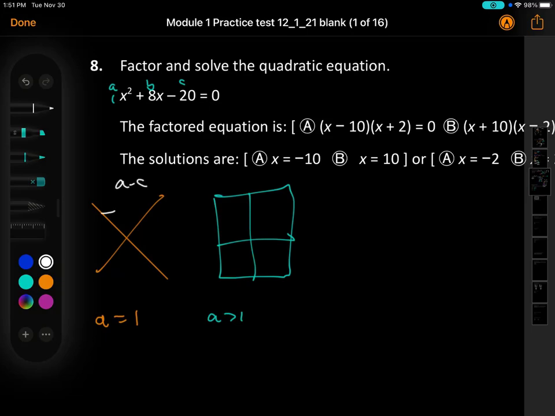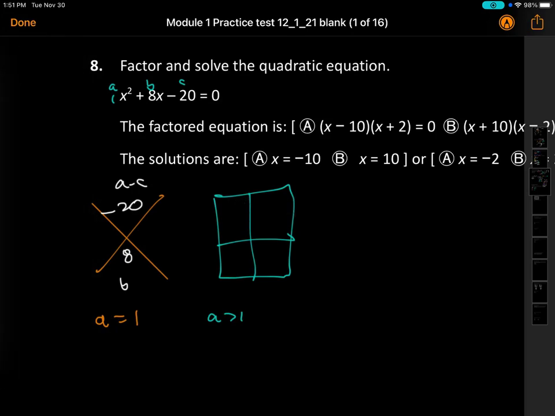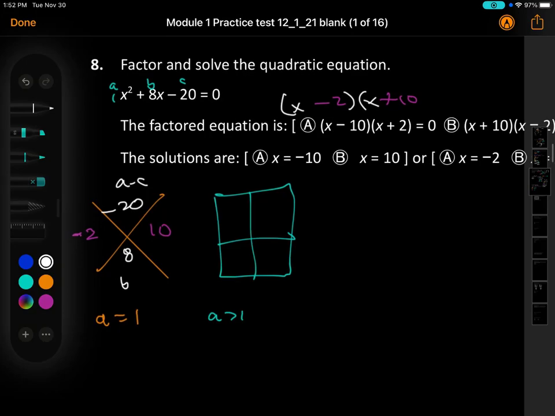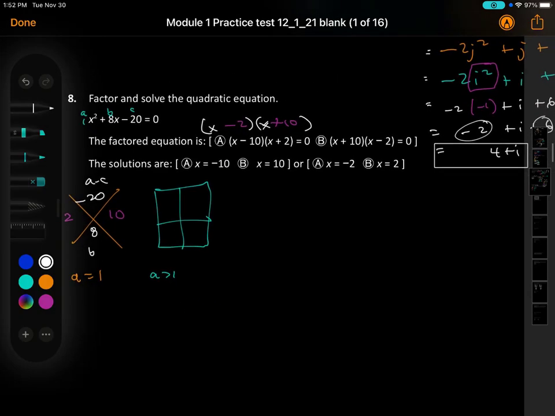A times C is negative 20. Your B value is 8. Two numbers, I don't know, 2 and 10? 2 and 10 works. So 2 and 10. And I want one of those to be negative. So my answer is just going to be x minus 2, this is the factored form, x plus 10. And that'll be choice B.